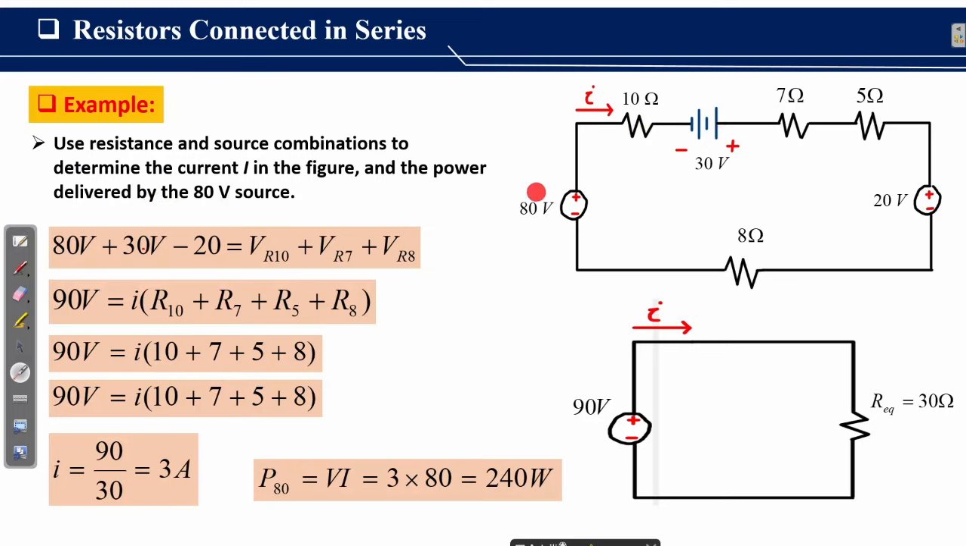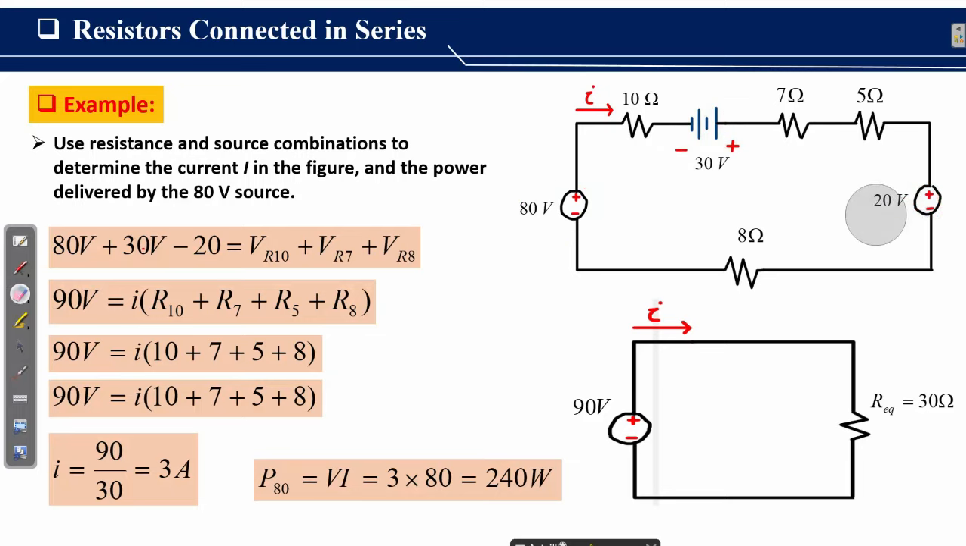We first try to understand about this circuit. It consists of 80 volt source, 30 volt source and 20 volt source. You can see the polarities of this 80 volt source, plus and minus, the polarity of this 30 volt source, minus and plus, and the polarity of this 20 volt source, plus and minus.